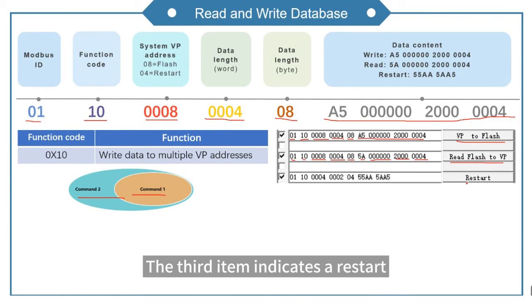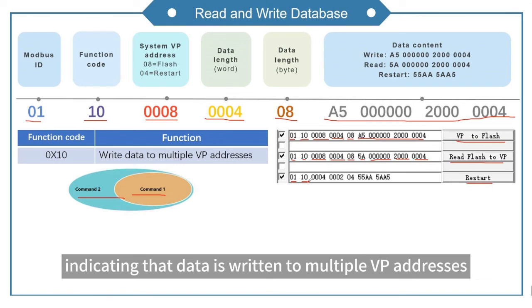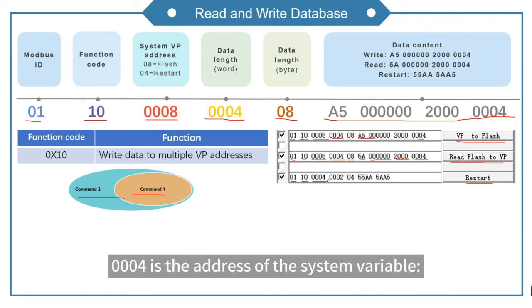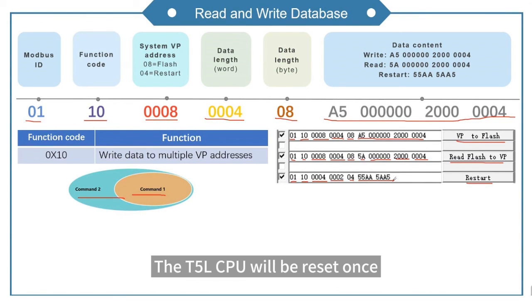The third item indicates a restart. 01 is the Modbus ID. 10 is a function code, indicating that data is written to multiple VP addresses. 0004 is the address of the system variable. The CPU is reset. 0002 indicates 2 words. 04 indicates 4 bytes. This is the data content: 55AA5AA5, the T5L CPU will be reset once.